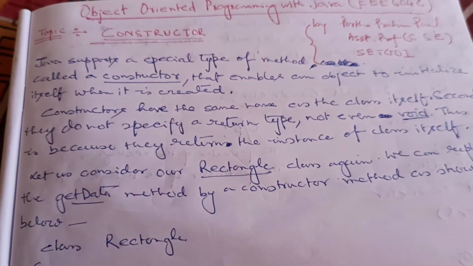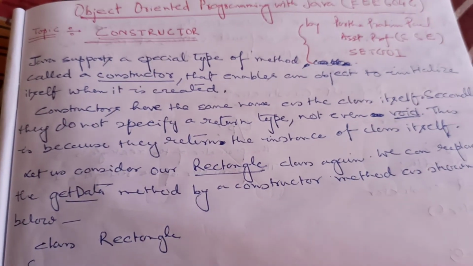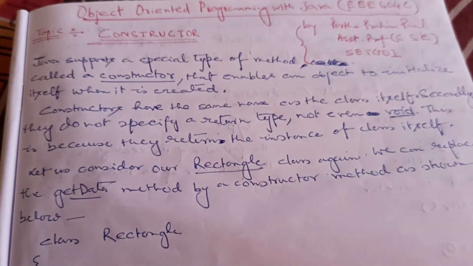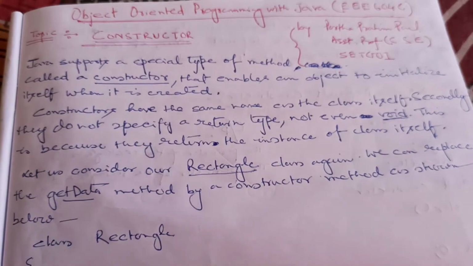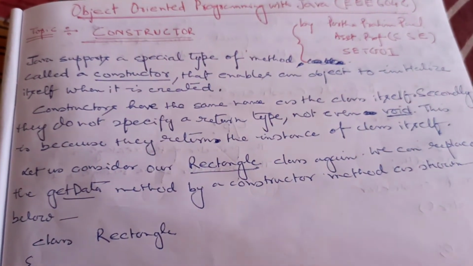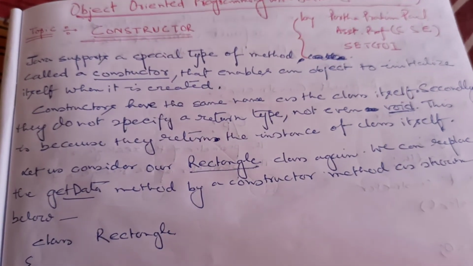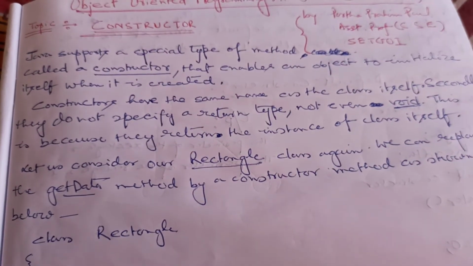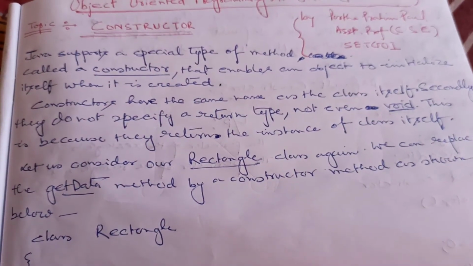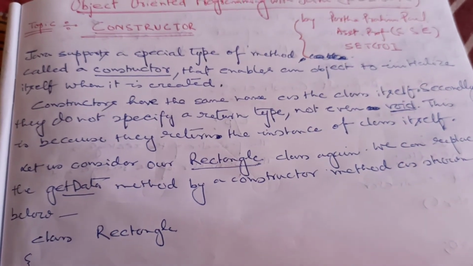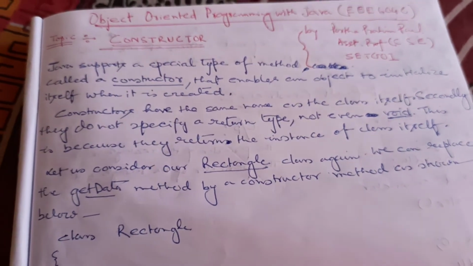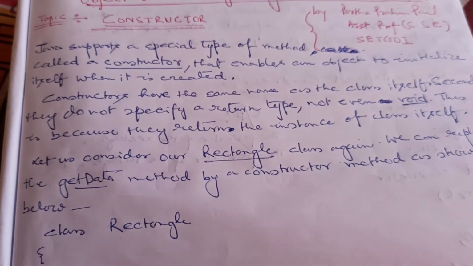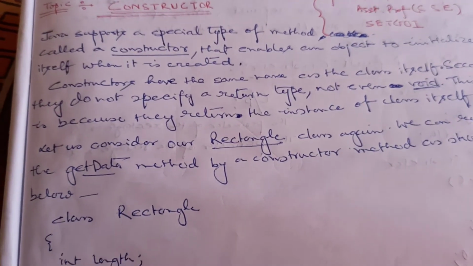Constructors have the same name as the class itself. Secondly, they do not specify a return type, not even void. This is because they return the instance of the class itself. So constructors don't have any return type, and the constructor's name is the same as the class itself.